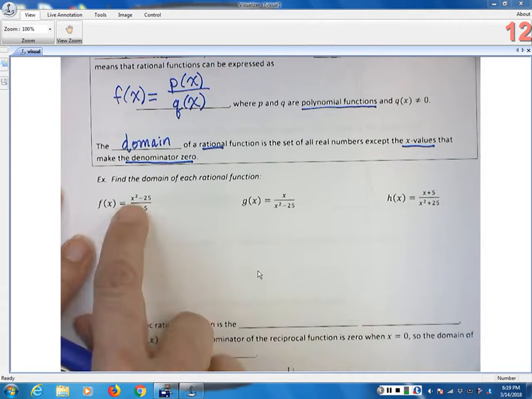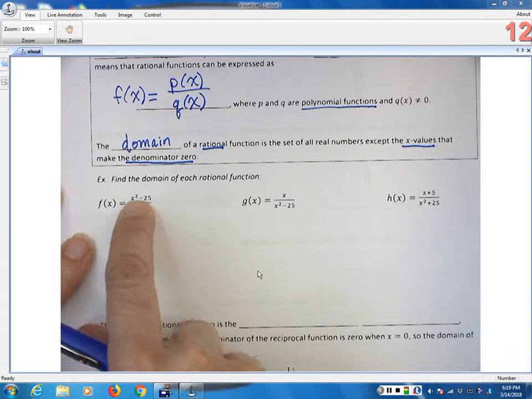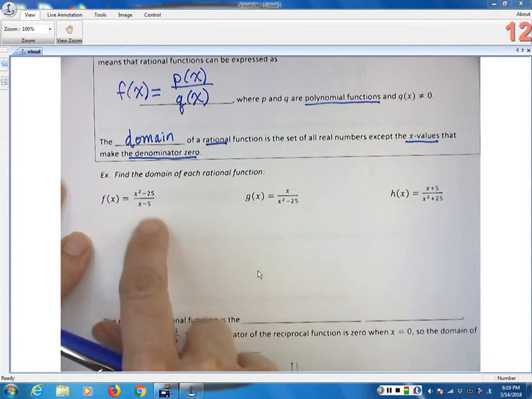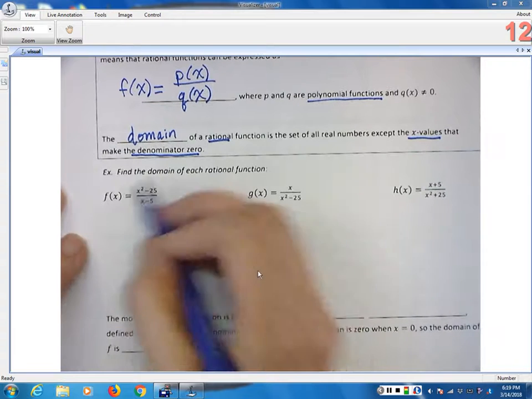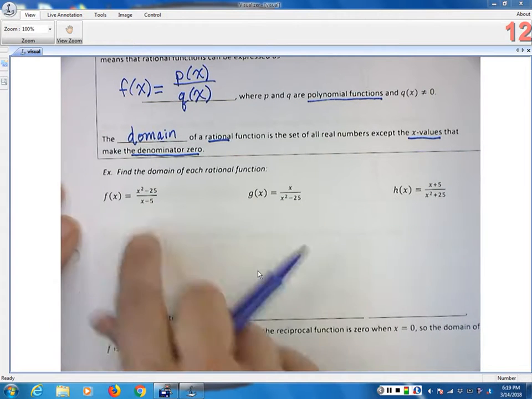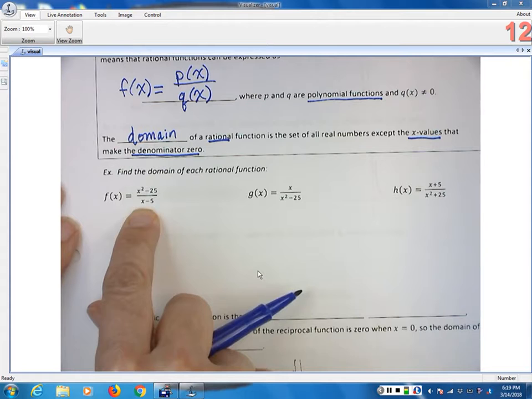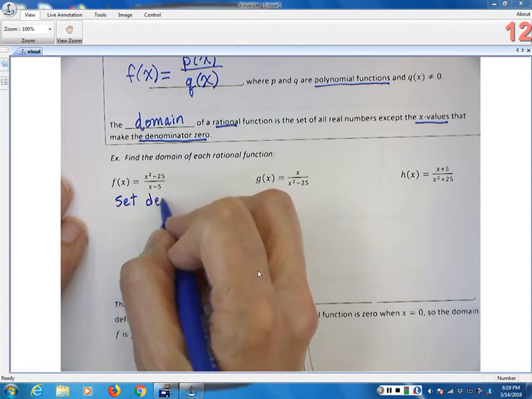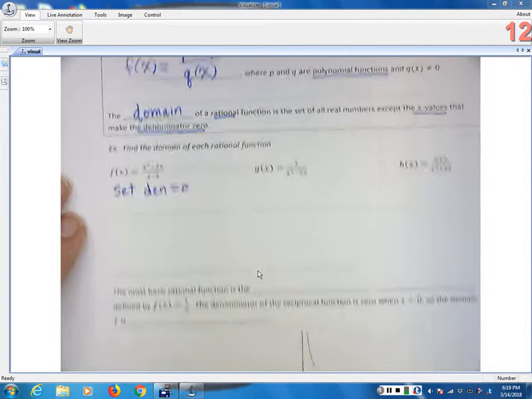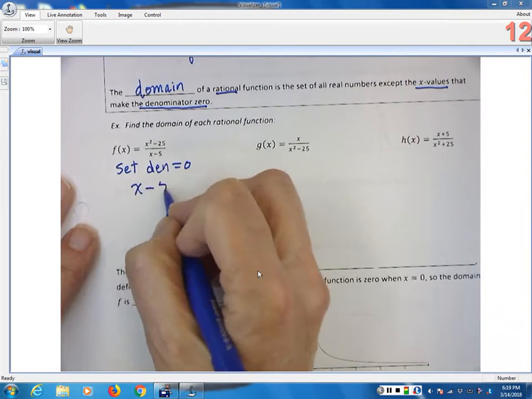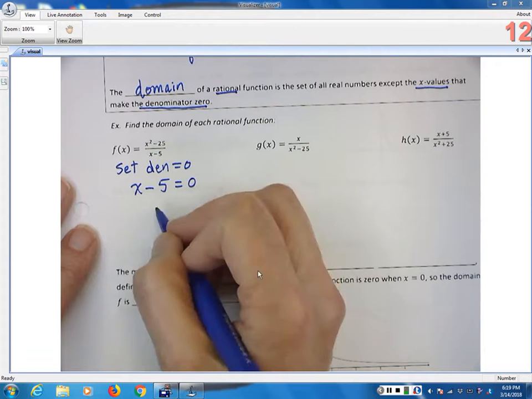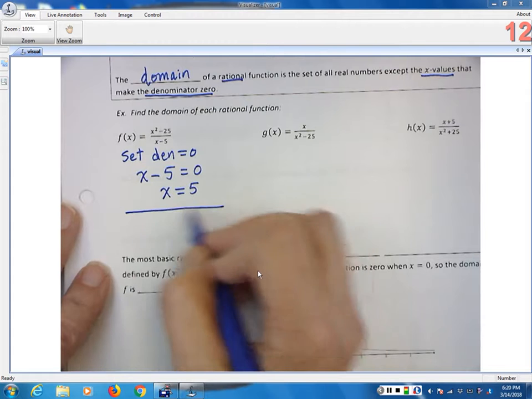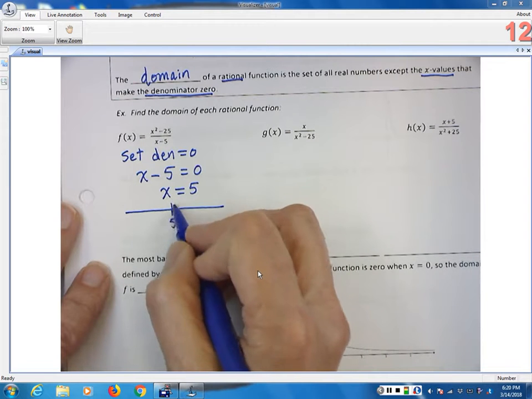You don't need to simplify the function. You have to just set the denominator to 0. This does simplify to x plus 5, but it doesn't matter. The original function has a denominator. You can't let that be 0. So we set the denominator equal to 0. x minus 5 equals 0. We add 5, we get x equals 5. That's what we need to exclude. So we're going to exclude 5. We'll put an open circle there.